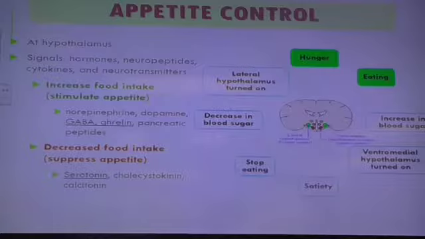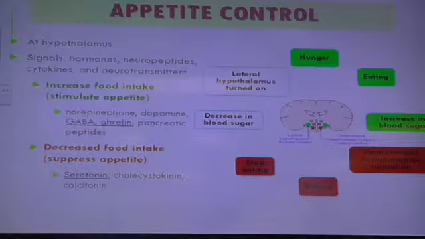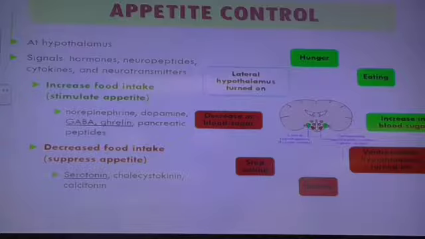And how it's working: once the animal is feeling hungry, they are going to start eating. When they start eating, the blood sugar level in the system is going to increase, and that sends the signal to the satiety center. When the satiety center is stimulated, the animal is going to stop eating. Once they stop eating, the blood sugar drops down, and that sends the signal to the hunger center again, and they start eating.